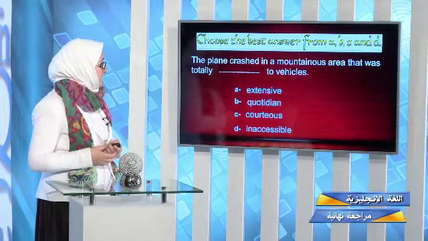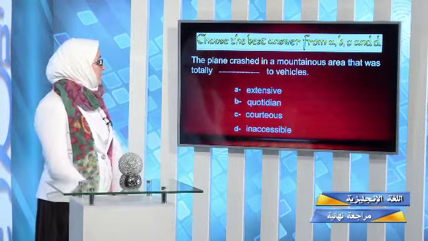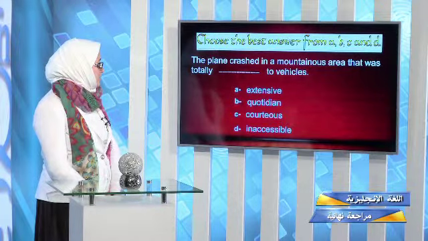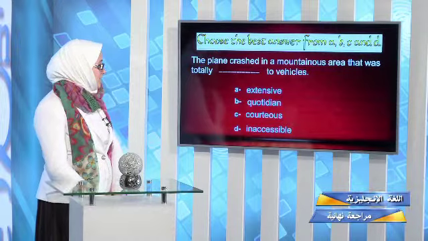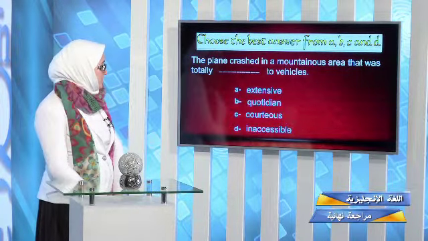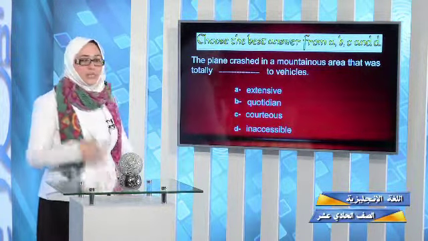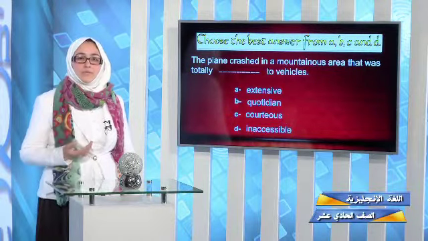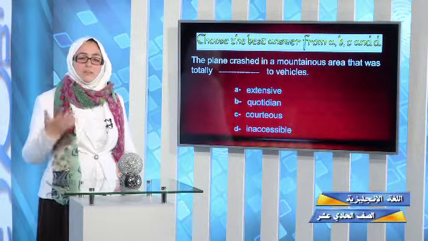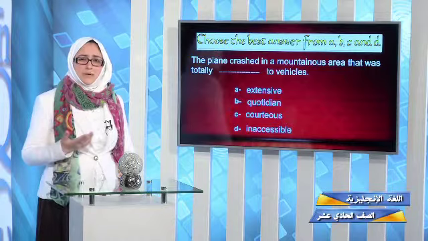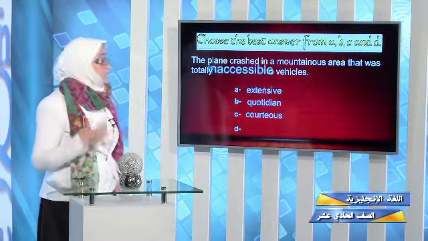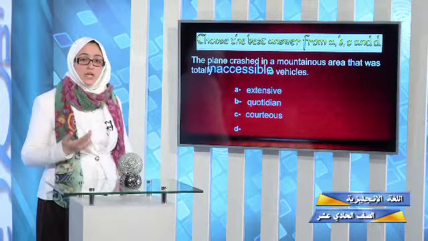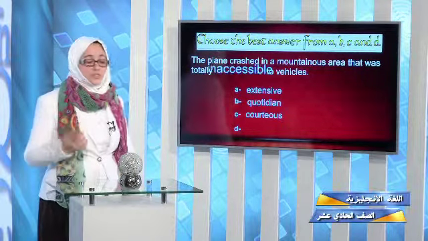Next sentence is, the plane crashed in a mountainous area that was totally blank to vehicles. Was it extensive, quotidian, courteous, or inaccessible? If you're living in a mountainous area or a mountainous region, usually places become very inaccessible. They're inaccessible to cars, inaccessible to people, which means they're very hard to reach.